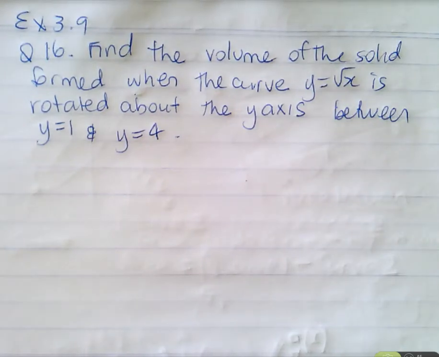Okay, this is exercise 3.9, question 16. Find the volume of the solid formed when the curve y equals square root of x is rotated about the y-axis between y equals 1 and 4.